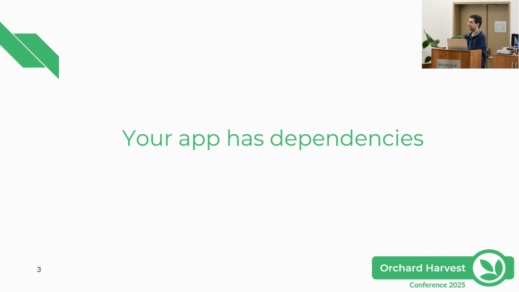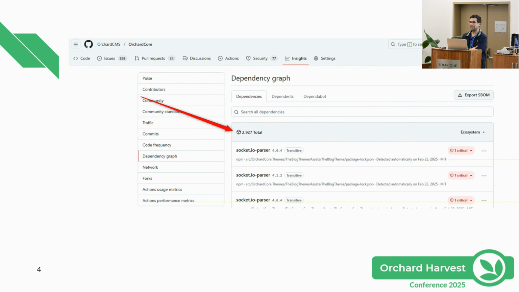Your app has dependencies, as you may know. This is Orchid Core specifically, and as you can see, Orchid Core has about 30,000 dependencies. This is a screenshot from the Insights tab of the GitHub page of Orchid Core. You can also check it out for your own projects. You can also see that the top dependencies here have that red marker, meaning that they have critical vulnerabilities.